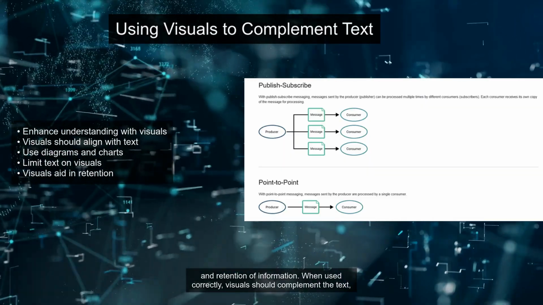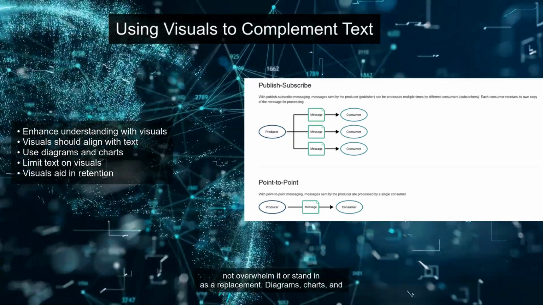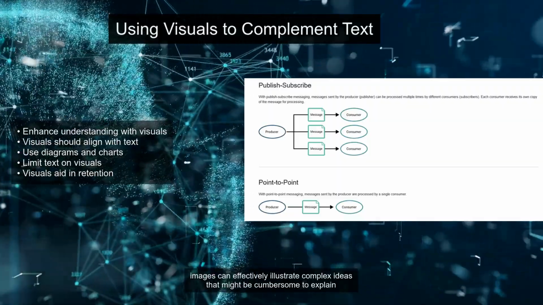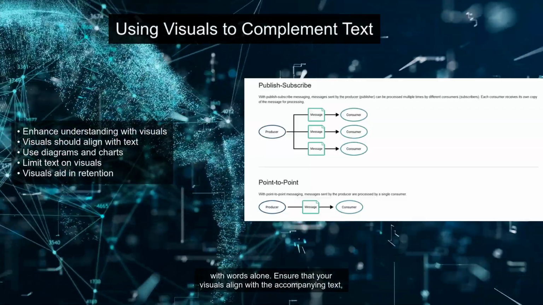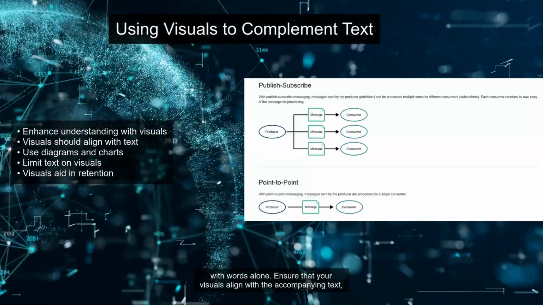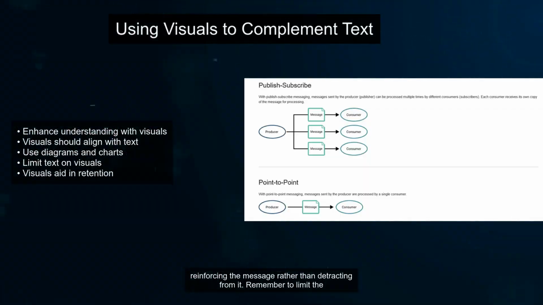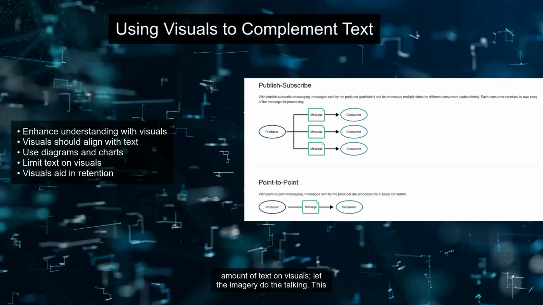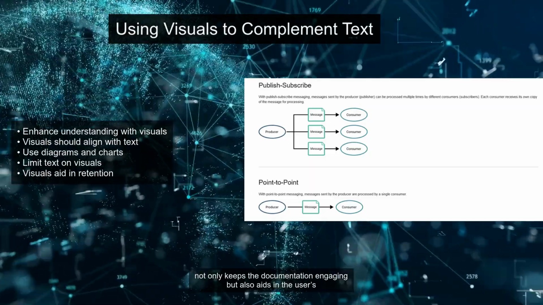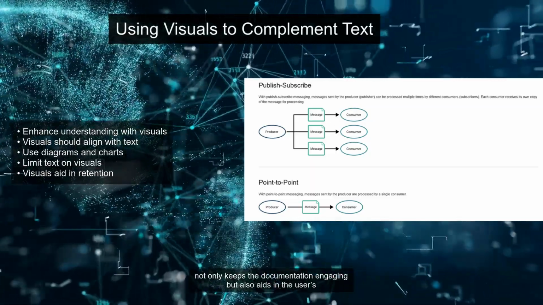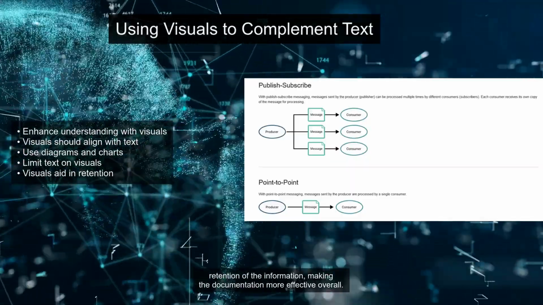When used correctly, visuals should complement the text, not overwhelm it or stand in as a replacement. Diagrams, charts, and images can effectively illustrate complex ideas that might be cumbersome to explain with words alone. Ensure that your visuals align with the accompanying text, reinforcing the message rather than detracting from it. Remember to limit the amount of text on visuals, let the imagery do the talking. This not only keeps the documentation engaging but also aids in the user's retention of the information, making the documentation more effective overall.